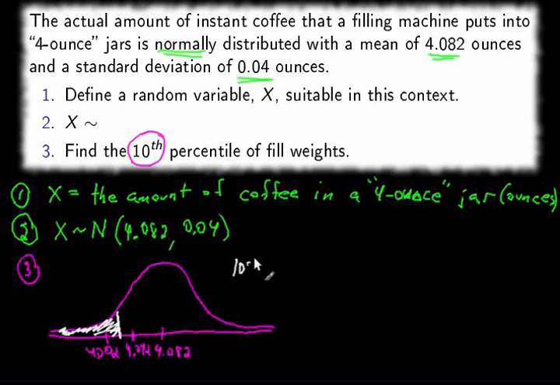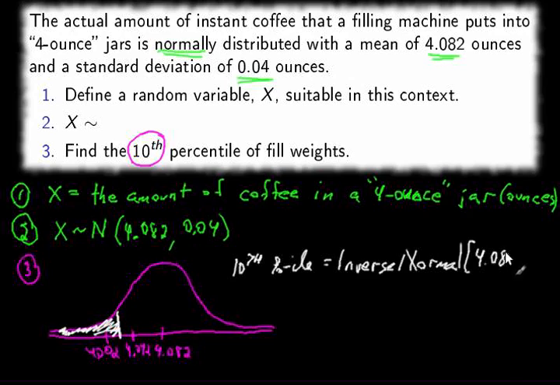So the 10th percentile in GeoGebra is the inverse normal, with arguments equal to the mean, the standard deviation, and the percentile we're looking for, so 0.1. Okay, now we flip over to GeoGebra and put that in.